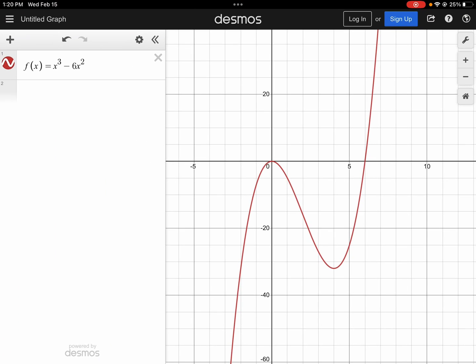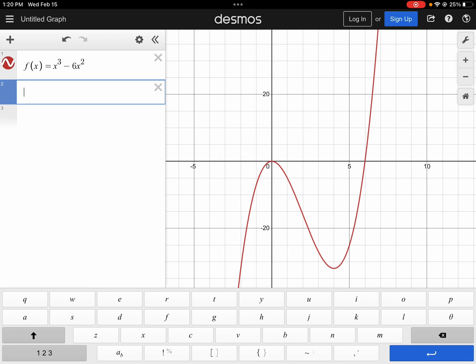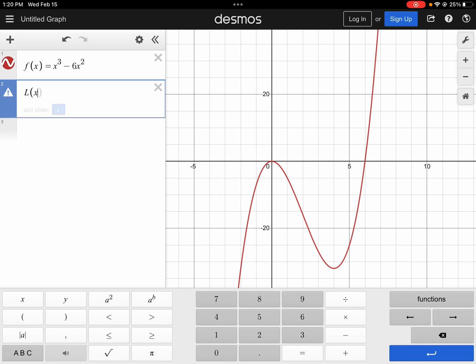So as I go into Desmos, here we have the function we were just looking at. We have the relative maximum there at (0, 0). And we also have a relative minimum there at (4, negative 32). And let's write the equation of the tangent line for any value along the curve. So we'll call it L of x, again just indicating the equation of the tangent line.